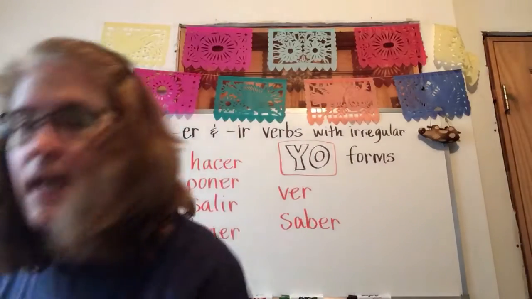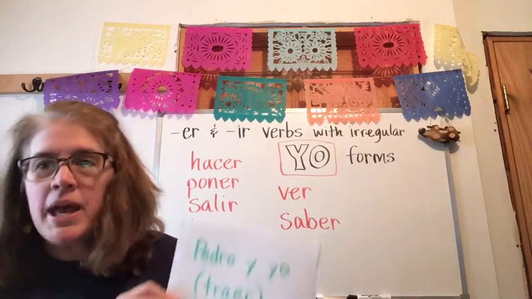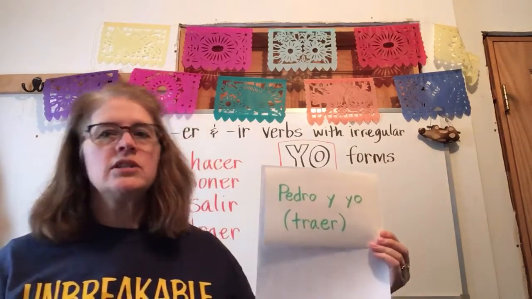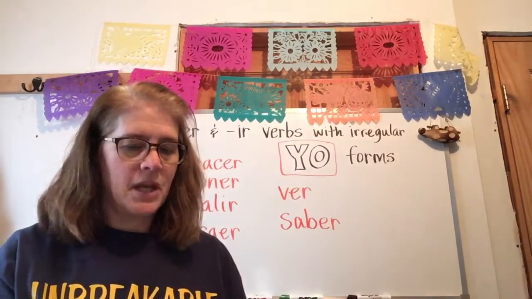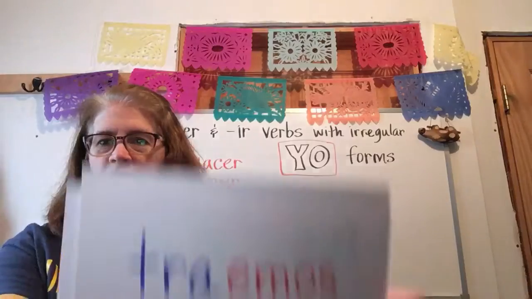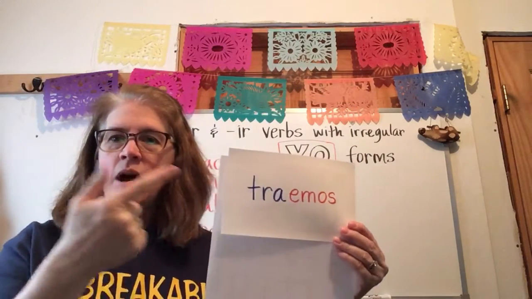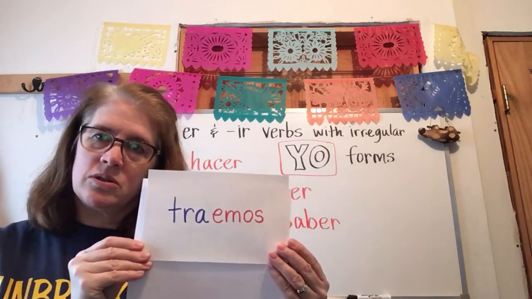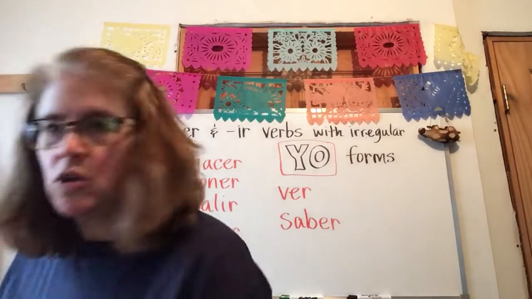Okay. Número cuatro. All right. Pedro y yo. And the verb is traer. Pause. Write your answer. Correct answer is traemos. Pedro y yo. That makes we, right? Nosotros. Traemos. All right. Número cinco.